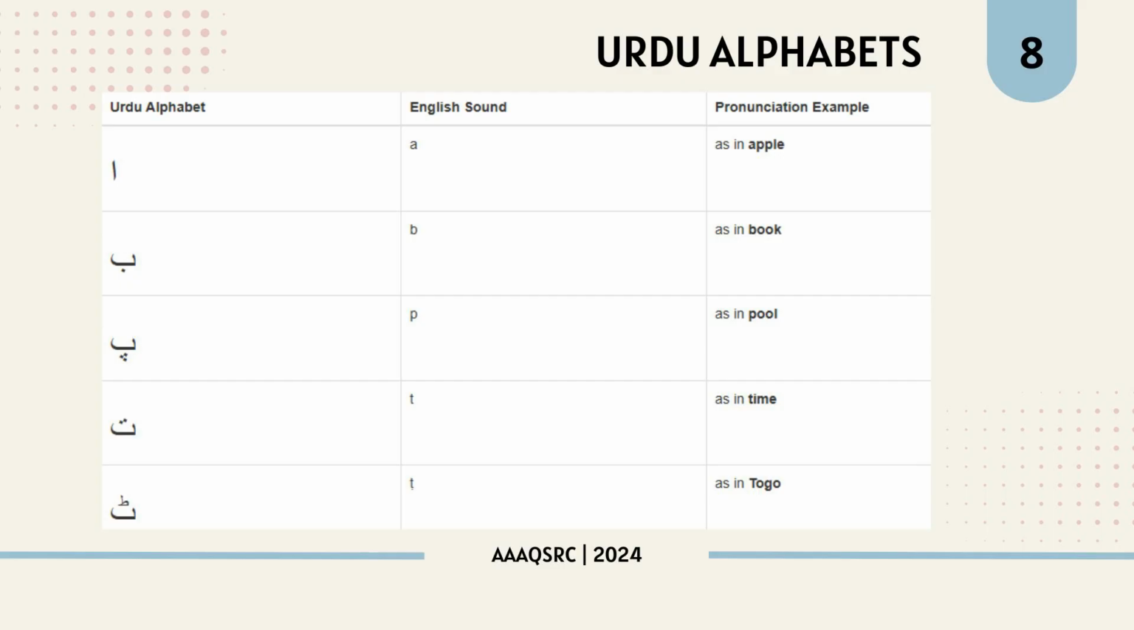The third letter we have is P. You can see it's a straight line in a vertical form with three dots. Pool in Urdu: if you say pool, there are three dots beneath the straight line, and it has the per sound. If you compare it with the English sound, it's P.